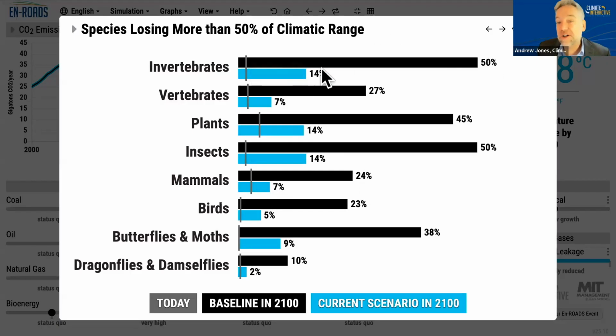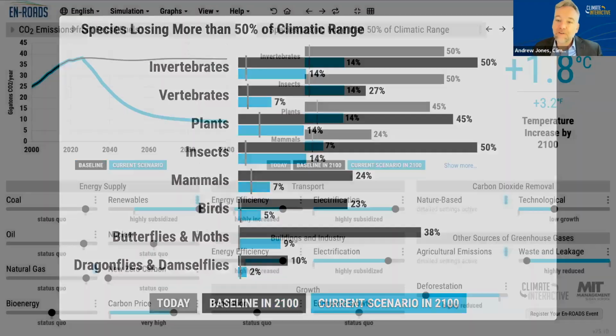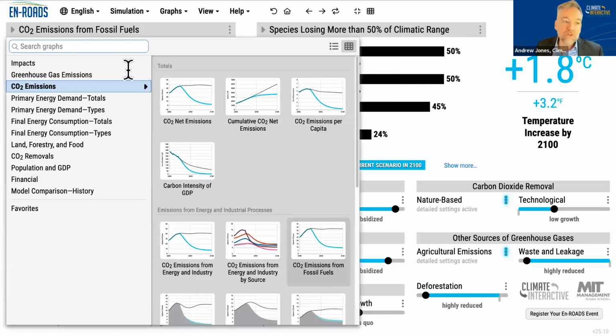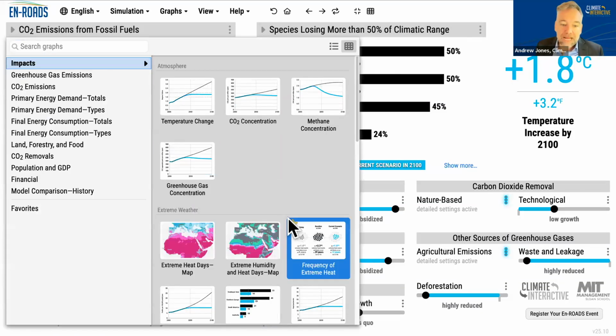Invertebrates, not 50, but 14. These species are very sensitive to the warming that would be happening in the baseline and therefore benefit a lot from this much better future. You also asked about other impacts.